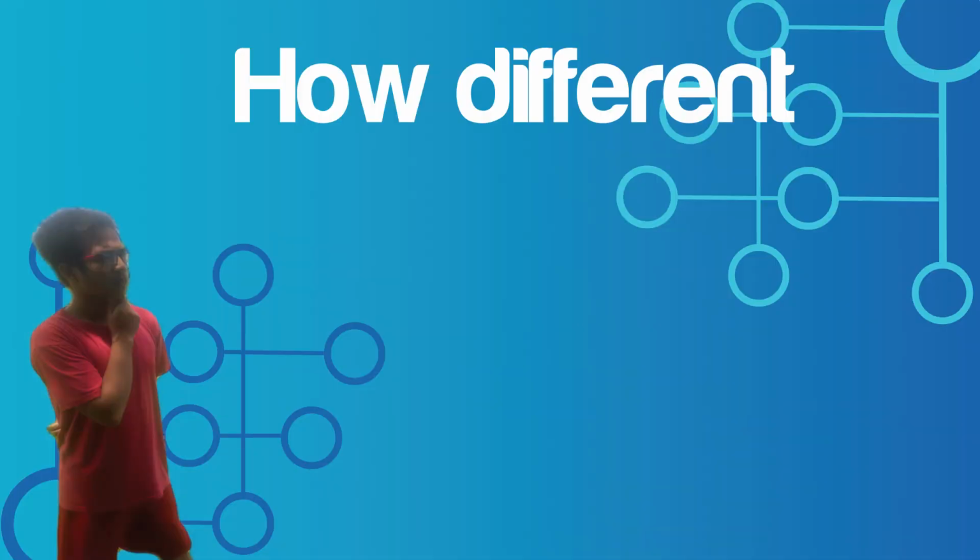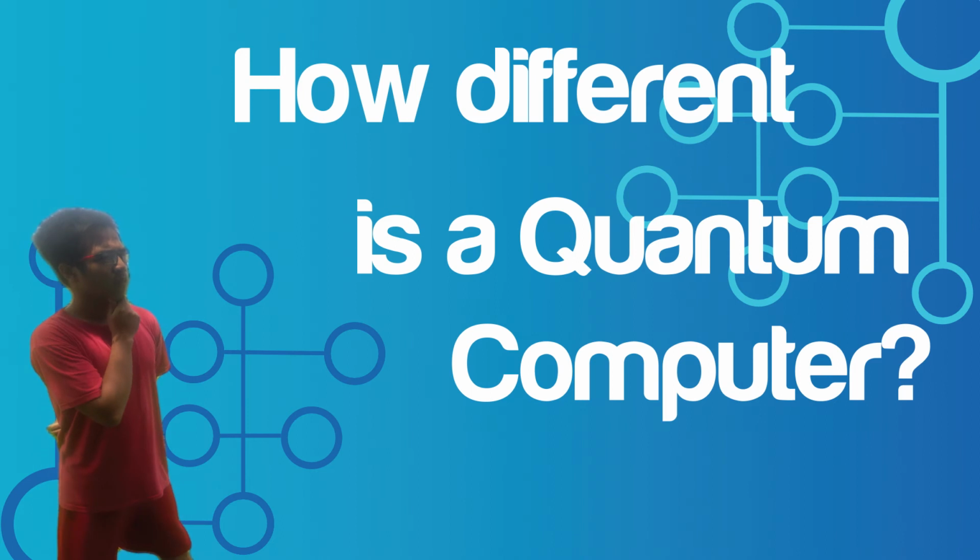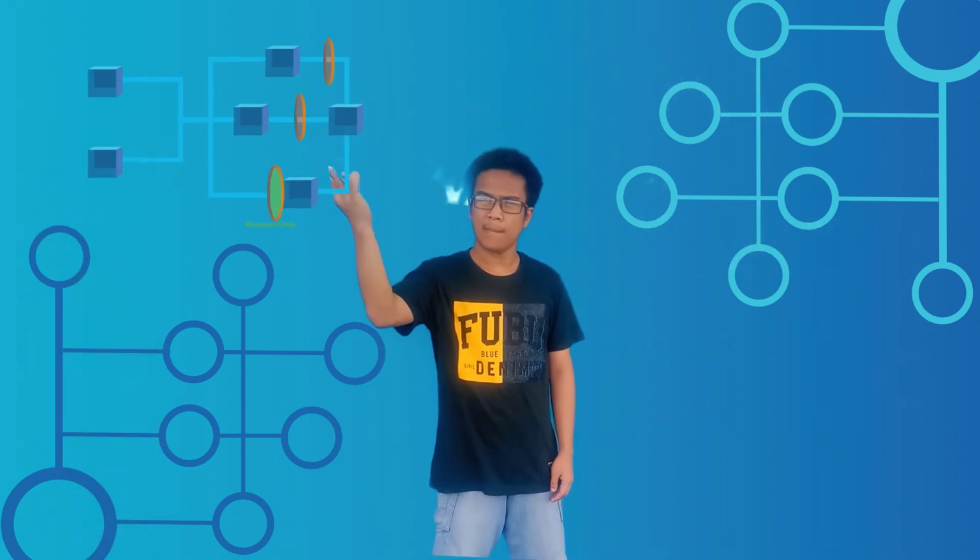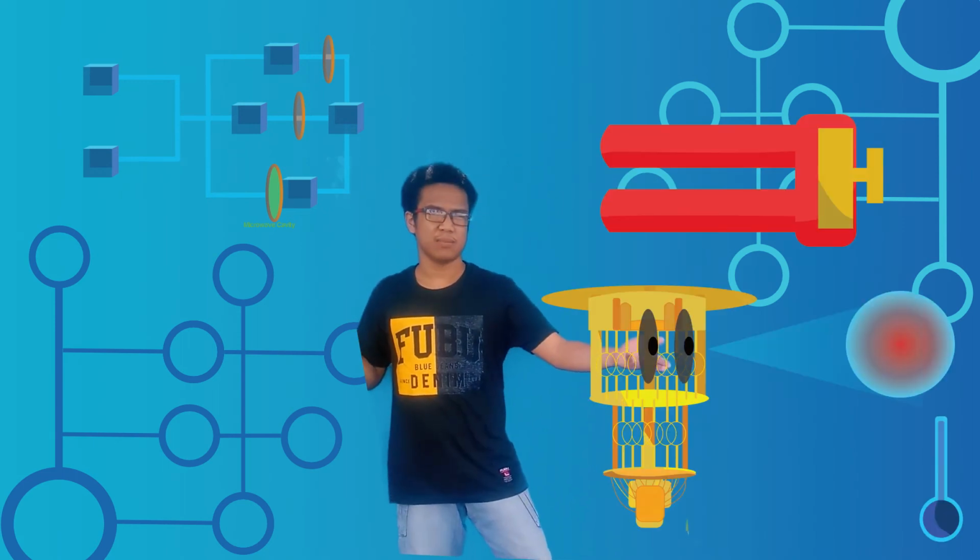So, how different are quantum computers from the computers we use today? It is because they have a different set of algorithms and they operate differently.